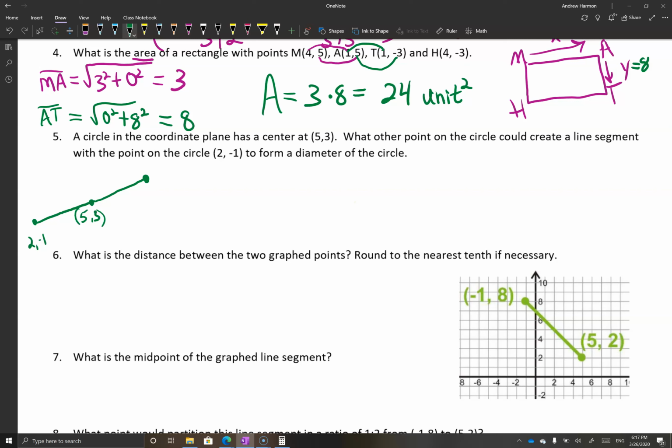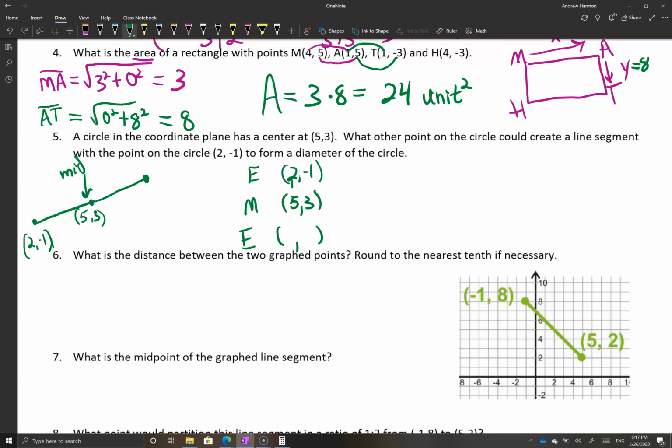So this problem, oddly enough, is a midpoint problem, so we don't even have to worry about the actual circle part. All we need to say is, if that's my endpoint (2, -1) and that's my midpoint (5, 3), what's the other endpoint? So I have an endpoint at (2, -1) and a midpoint at (5, 3). What is my other endpoint?